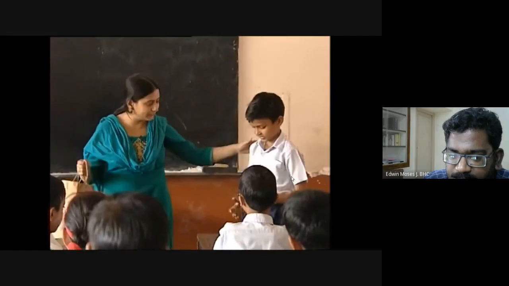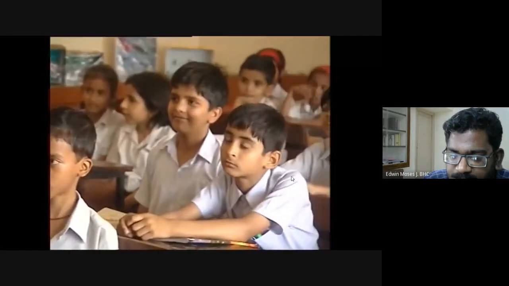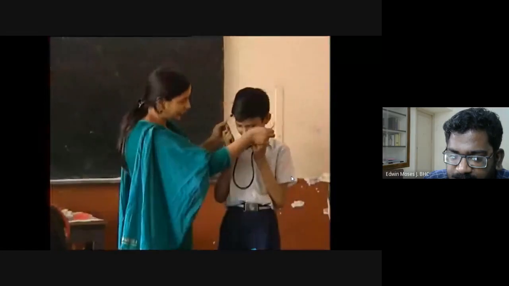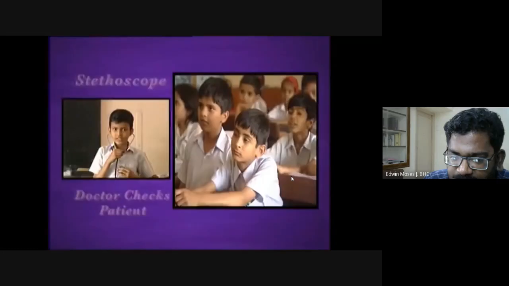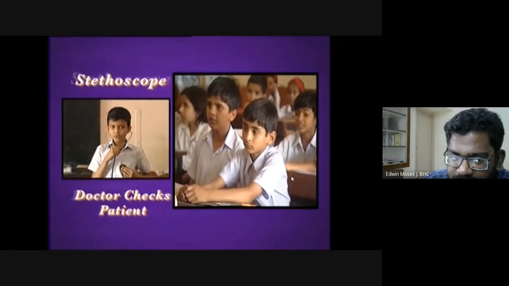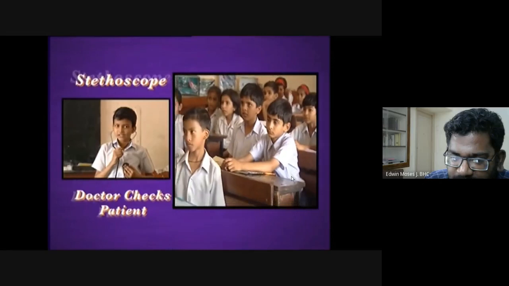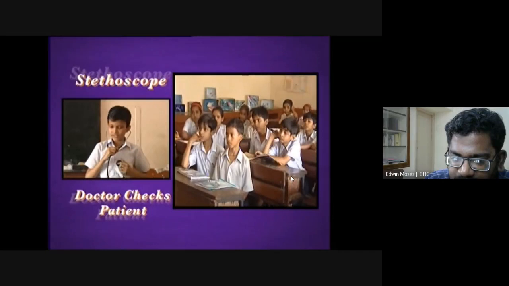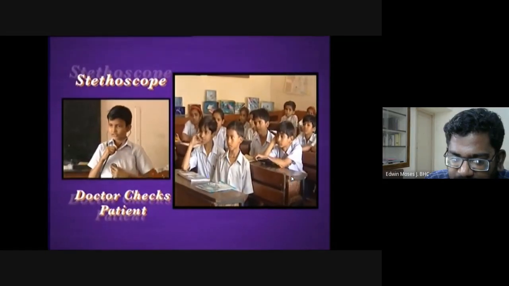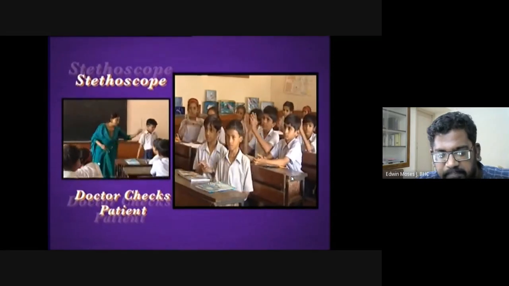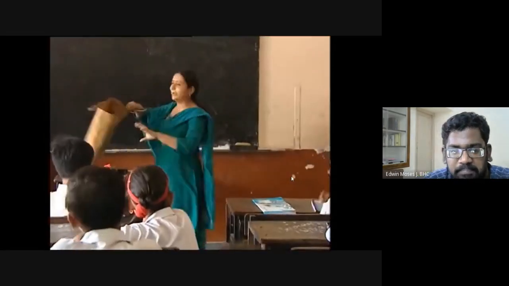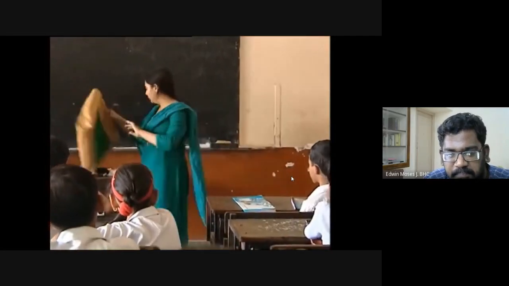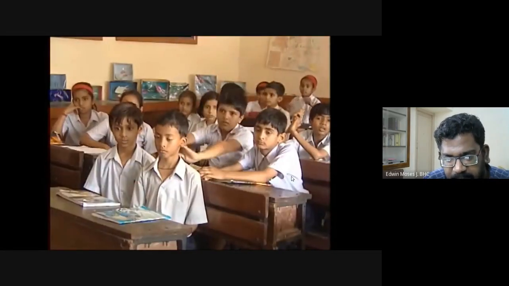Oh. So, what is this? This is a stethoscope. Now you speak few lines on this stethoscope. Stethoscope used for check the patient. The doctor check the patient with this stethoscope. Okay, very good. Clap for him, everybody. Thank you. So the magic bag is empty now. And you people have spoken very nicely on all the objects.